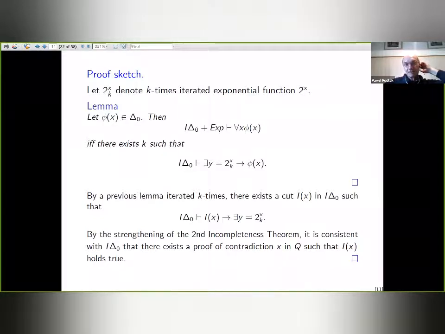So this is not this formula. Okay. The formula is okay, it only misses the universal quantifier. With this lemma, the proof is not very difficult to show. And with this lemma in hand, one can prove the result of Paris and Wilkie as follows.